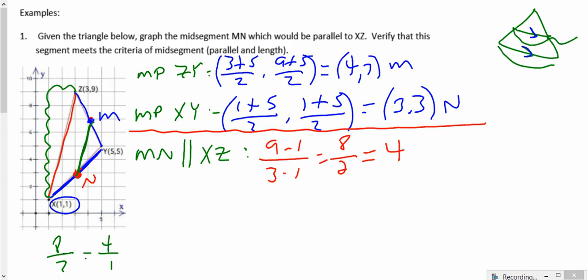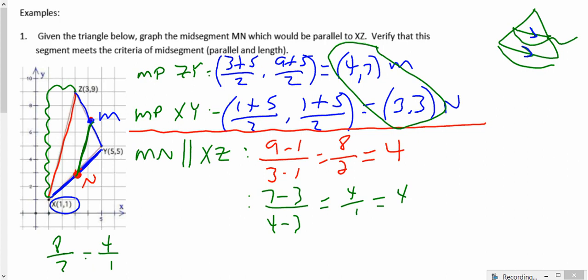Now let's find the slope of XZ. Or that was the slope of XZ. So the slope of MN would be, and we have the two coordinates right here, I'll take 7 minus 3 as the change in y's, and 4 minus 3 as the change in x's, and we get 4 over 1, which is 4. The slopes are the same, therefore we can conclude that the two lines are parallel.